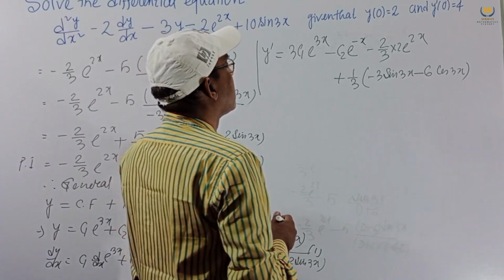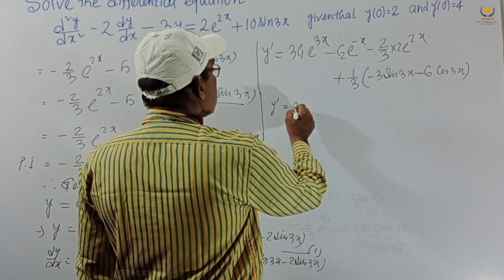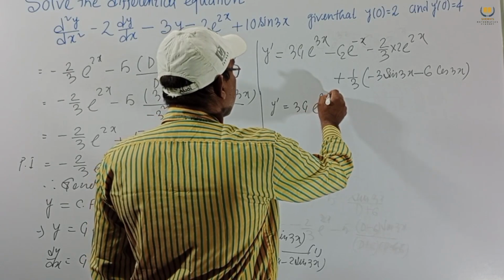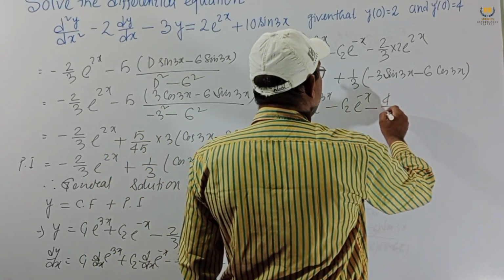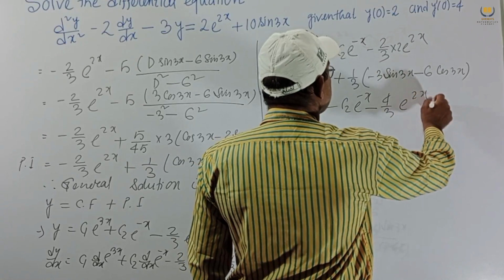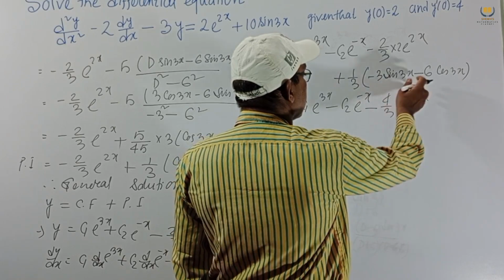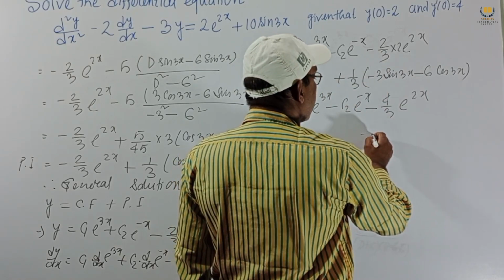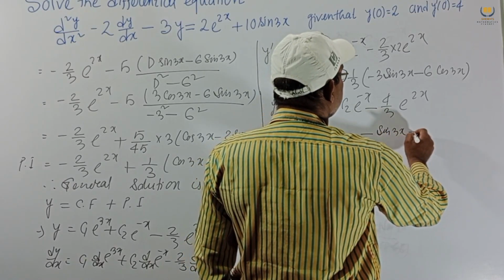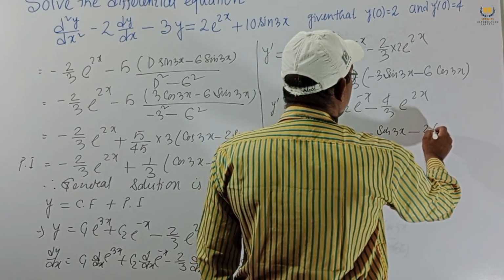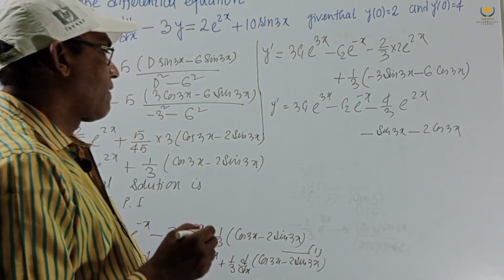3 2s are 6, and this will be y' equal to 3c1 e^(3x), minus c2 e^(-x), plus 4/3 e^(2x), and from this 3 common, then we get 3 common and cancel, we get minus sin 3x minus 2 cos 3x. We get this one.